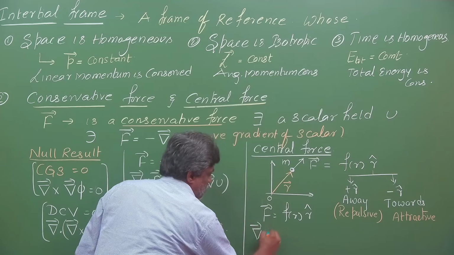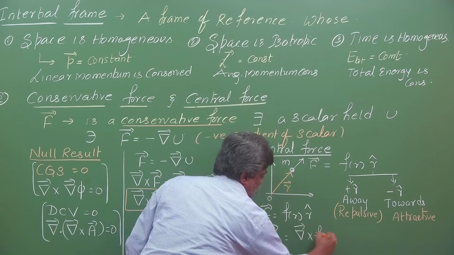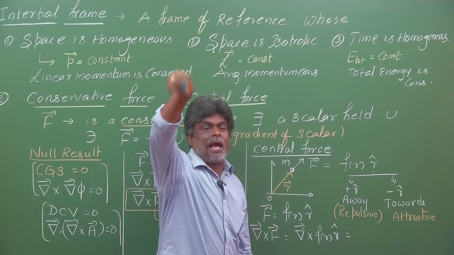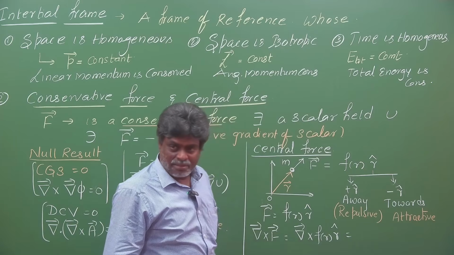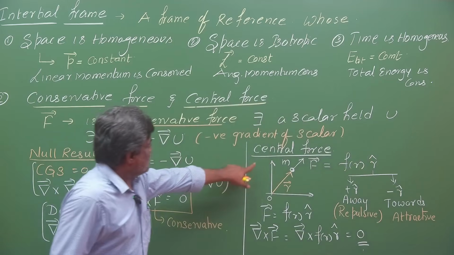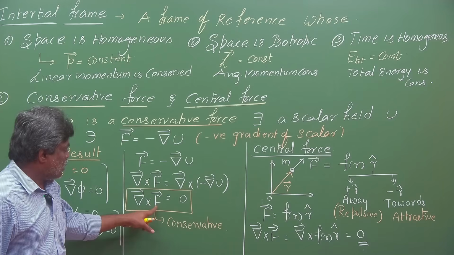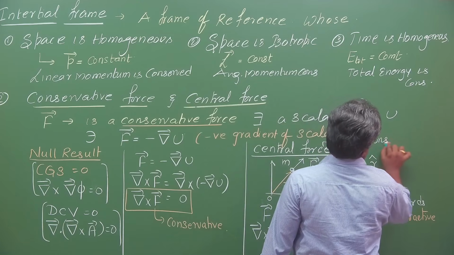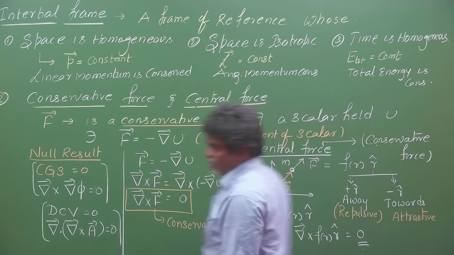Now shall I apply curl on both sides again? Del bar cross F equals del bar cross F of R, R cap. I hope some of you remember, del bar cross R cap, a radial vector never bends. Okay, curl is 0. So that's why for a central force, del bar cross F bar is 0, conservative. That's why every central force is conservative. That's it. Clear?